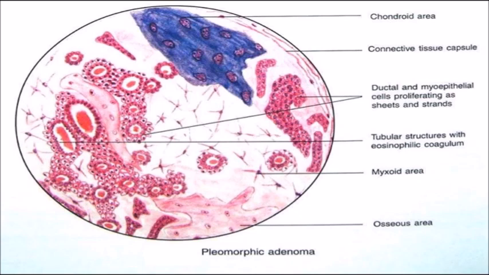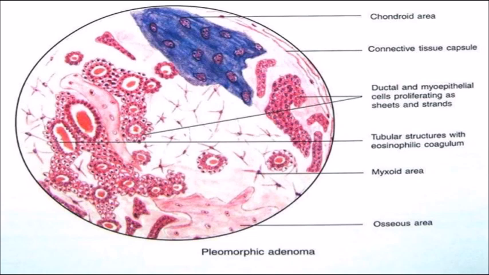Understood? Then the second label is giving you what? The connective tissue capsule. Can you see that capsule throughout the lesion? No, isn't it? Only in that particular region you can see it. So pleomorphic adenoma is a partially encapsulated tumor. You cannot see the capsule throughout the tumor; you can see it only in some regions. So it is a partially encapsulated tumor.